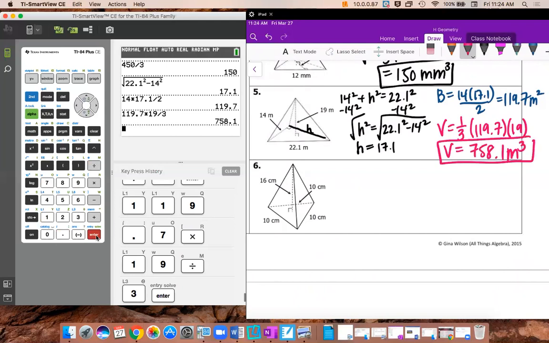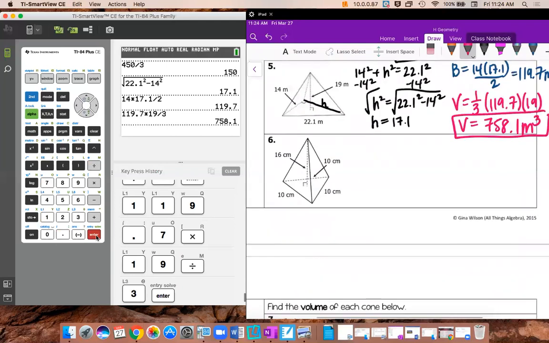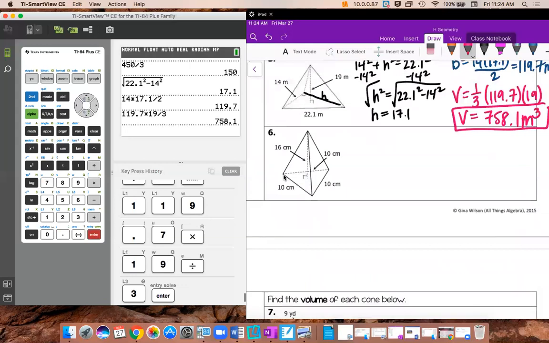Okay, now we're down to this very last one. So let's see the information they give us. So it looks like this base is an equilateral triangle because all of our sides are 10. And then we have a height of a pyramid of being 16. So it looks like the only thing we need is to find the area of the base. We need the height of this triangle. So let's draw what we have.